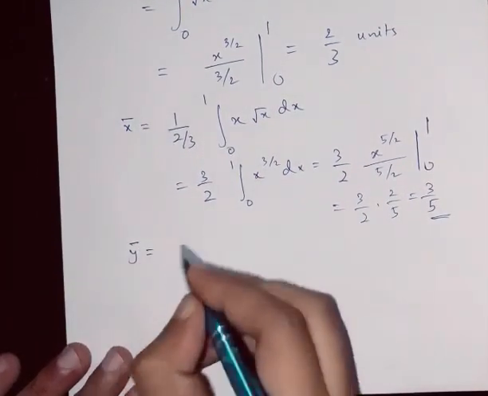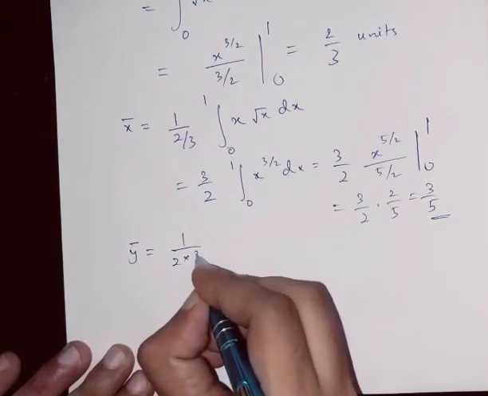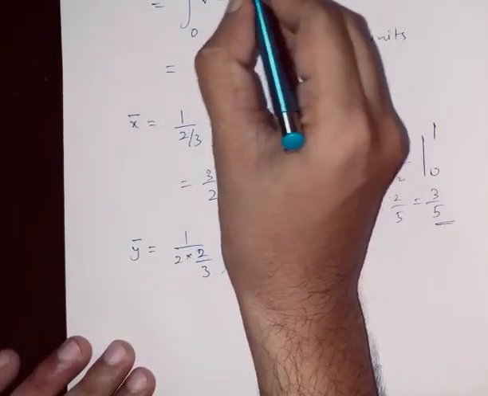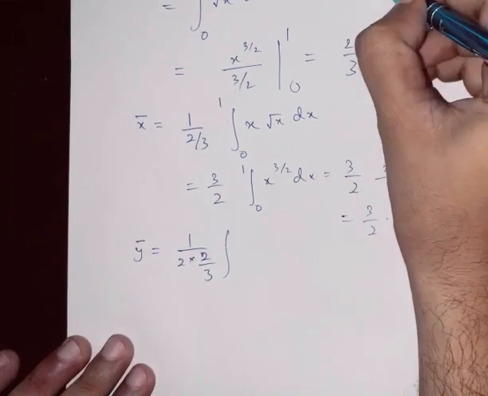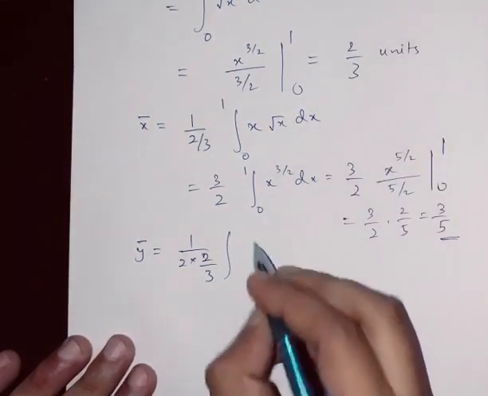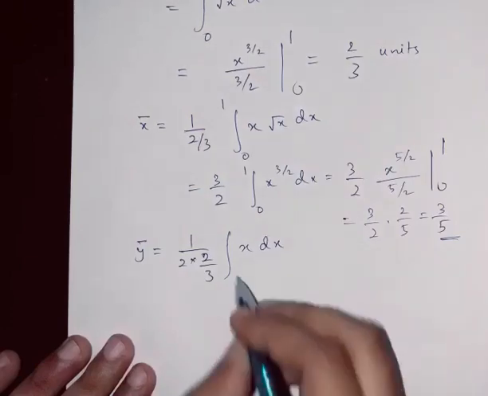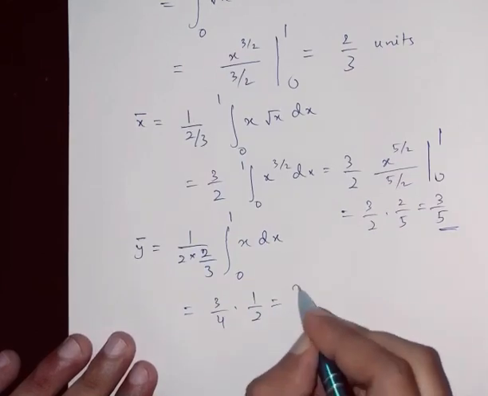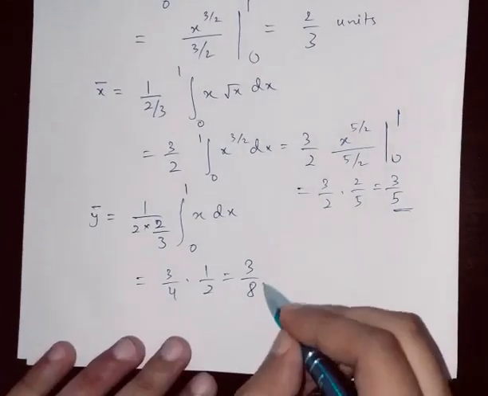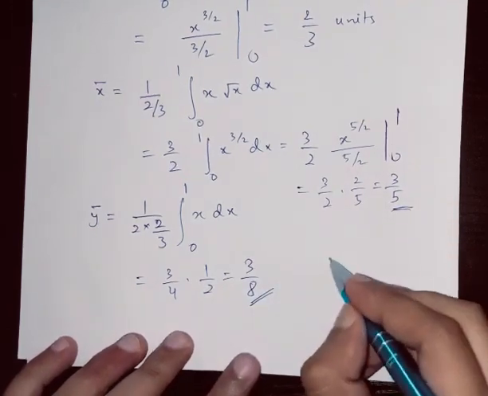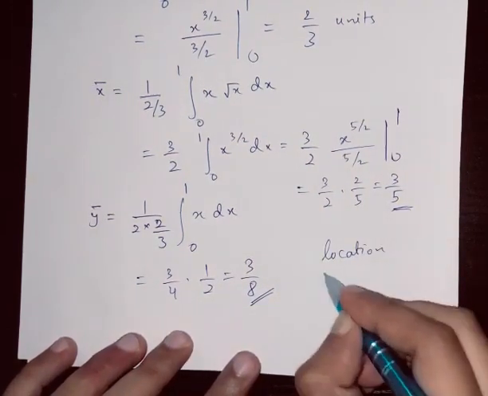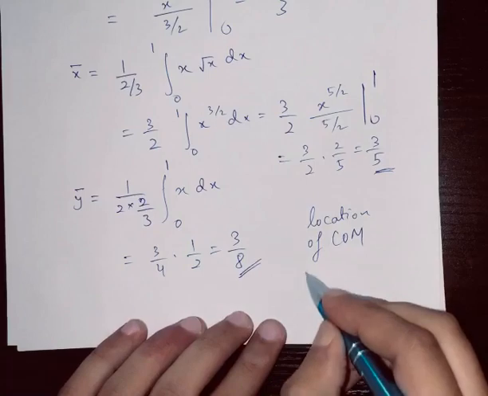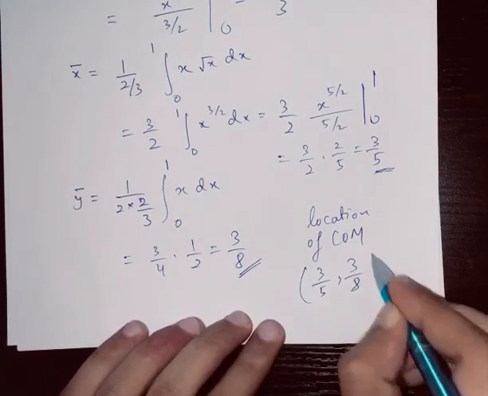Now for the y coordinate, again 1 by 2 times the area into the integral. Now remember here it is f(x) square, that means y square, which is equal to x, so it is x into dx, limit again from 0 to 1, and the final result becomes this. So we have got both the y coordinate and the x coordinate, so the coordinates of the center of mass for this surface are 3/5 comma 3/8.